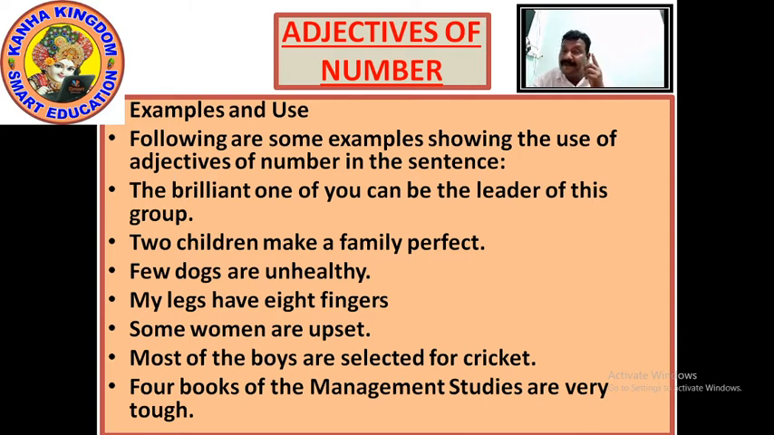The brilliant one. Two children make a family perfect. How many children make a family perfect? Two children. So now the adjective of number. Children is what? Noun.